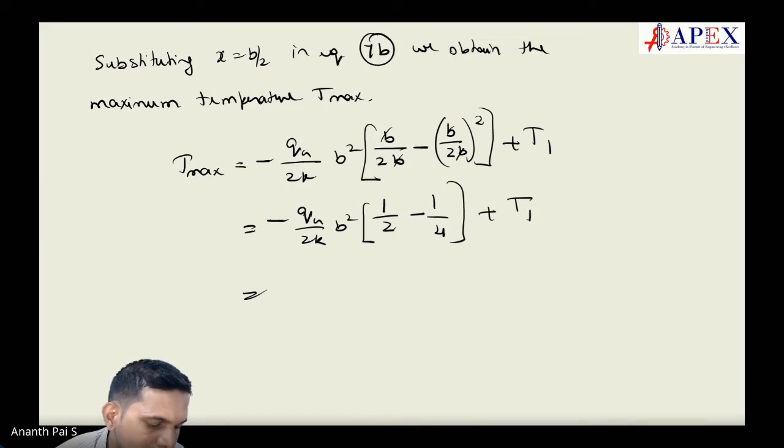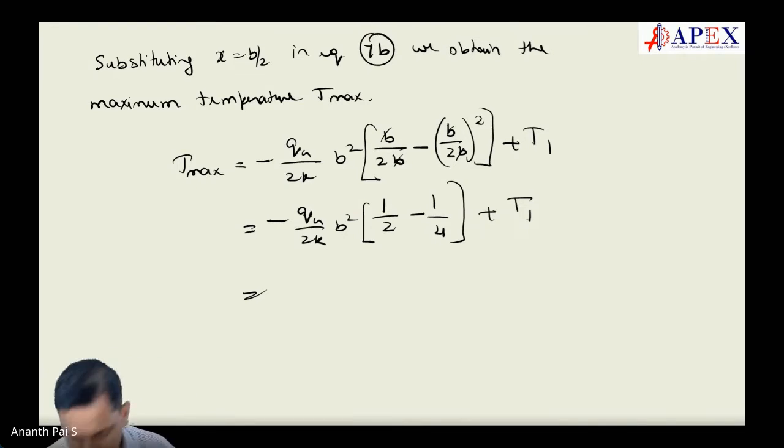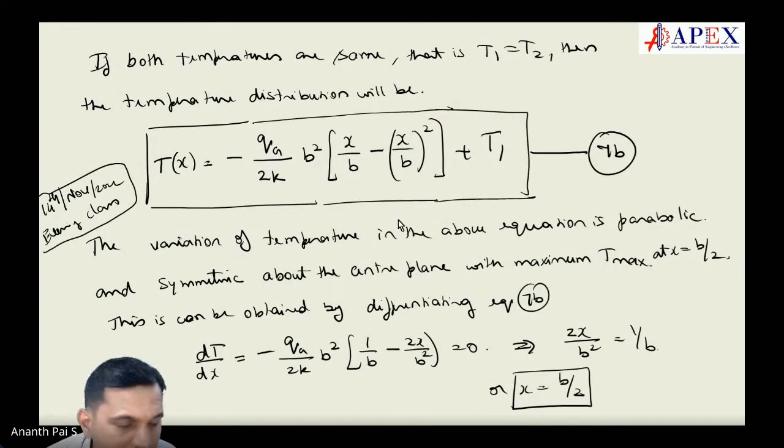X by b whole square. There's a mistake, student, somewhere. So you get a minus. There's a mistake in the differential equation. Minus. This should be plus. This should be plus. No, it should not be plus. Which is positive?